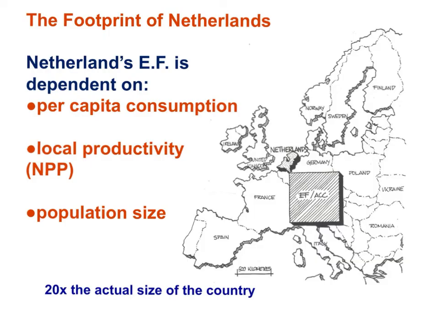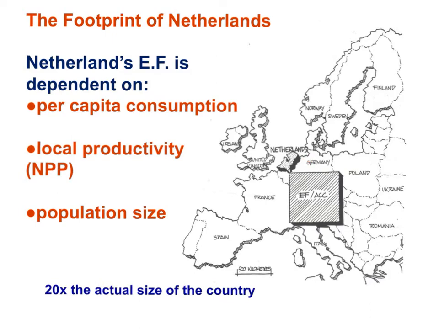So let's take a look at the ecological footprint of the Netherlands. You can see the Netherlands here. Take note of its area. And here is the Netherlands' ecological footprint, 20 times larger than the actual size of the country. Now, how is it possible that the land area to support all of the people of the Netherlands would be larger than the actual area in the Netherlands?